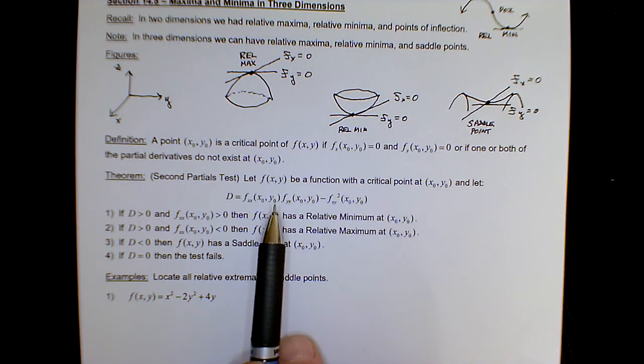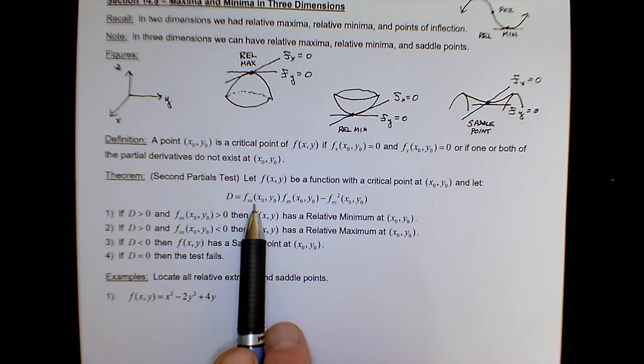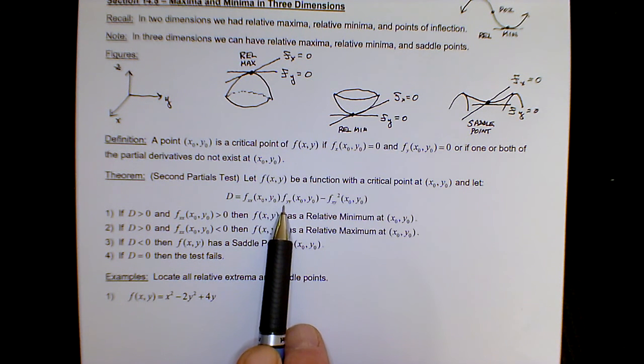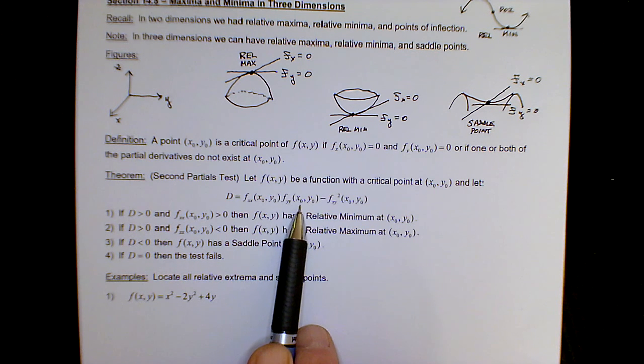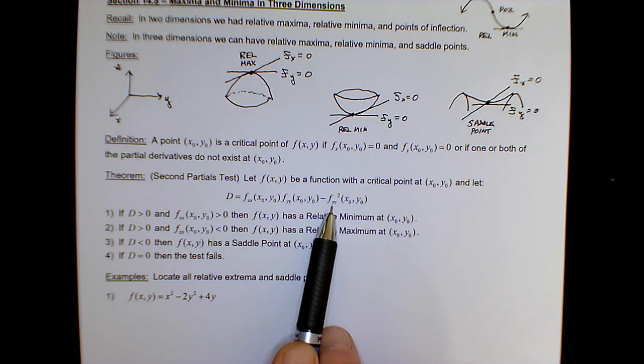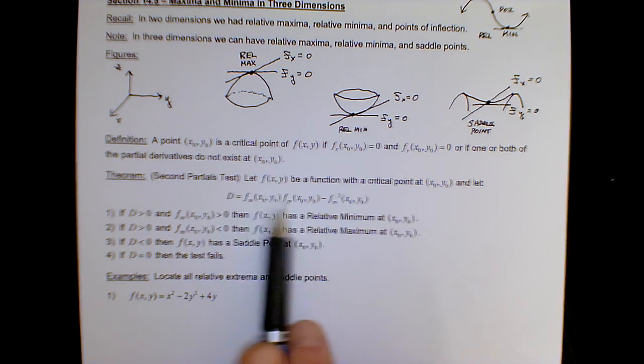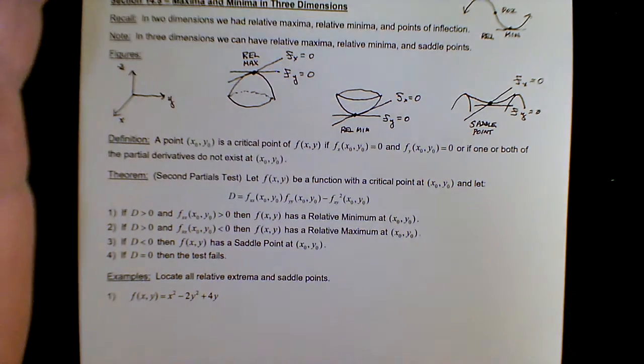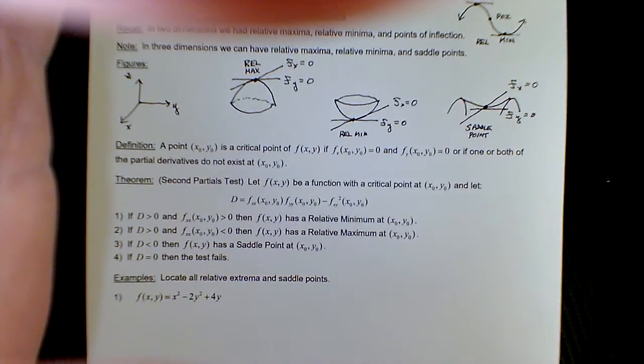D is calculated by taking the second partial with respect to x evaluated at the point, times the second partial with respect to y of the function evaluated at that point, and then minus the mixed partial at that point squared. Then we're going to get a number because we're plugging in these x and y values. So we end up with a number.